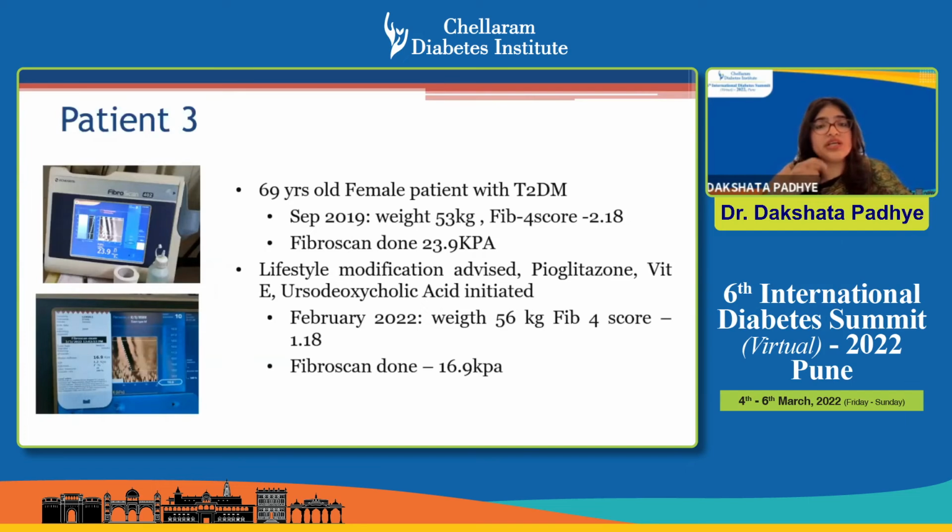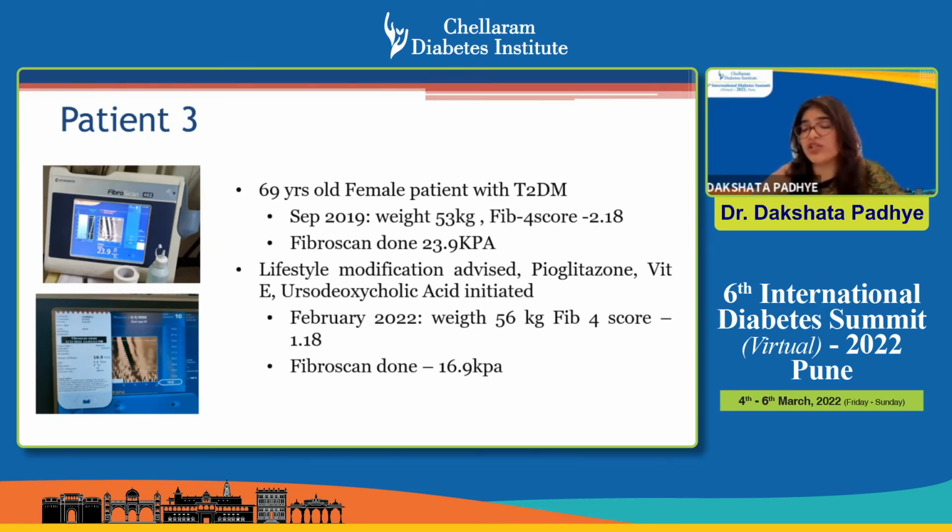Now, this patient is a 69-year-old type 2 diabetic. In September 2019, her weight was around 53, not an obese patient, and FIB-4 score was 2.1, and FibroScan showed a very high value, 23. Immediately, lifestyle modification was started, PIO was started, and UDA was started. She was followed up continuously, and in 2022, when her repeat scan was done, stiffness had reduced to 16.9. Her FIB-4 score also settled from 2.1 to 1.1, though there was no change in weight.